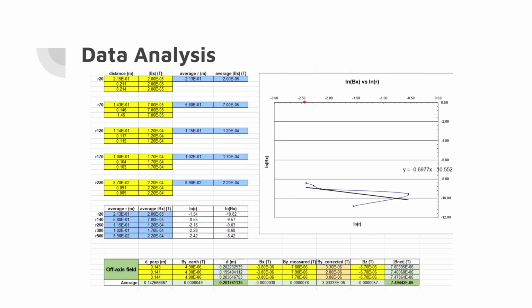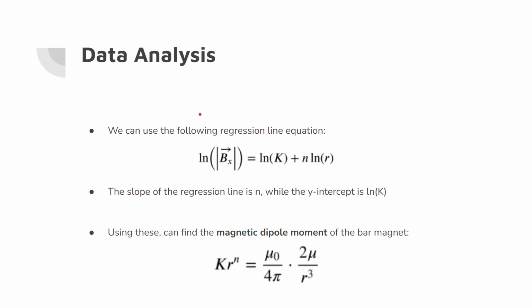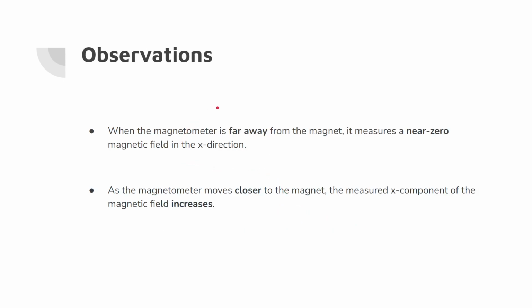So here is the data that we got written down, all this cool stuff that we did, and how we calculated the off-axis field using math in this sheet. We can use the regression line equation from the previous slide right here, where the slope of the regression line is n, the y-intercept is the natural log of k, and r is the radius. And then we can set these up so that it becomes k times r to the n equals the magnetic field of a bar magnet on axis, which is mu naught over 4 pi times 2 mu over r cubed. So by that we can find the dipole moment.